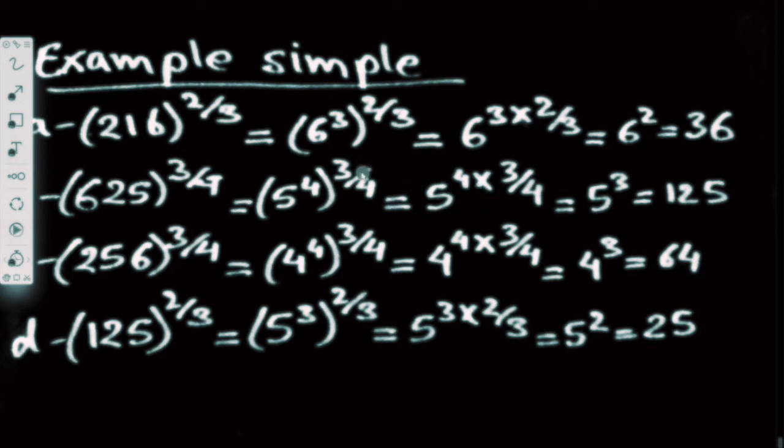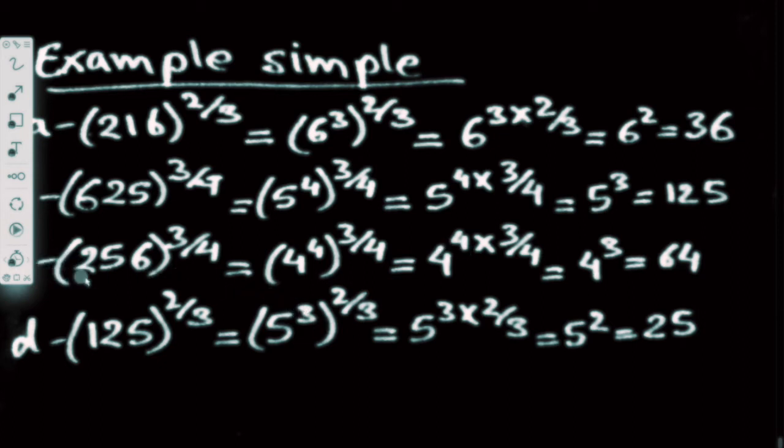Now the powers shall be multiplied: 5 power 4 into 3 upon 4. This 4 and this 4 are cancelled, so 5 power 3, with only 3 remaining. 5 power 3 is 125.